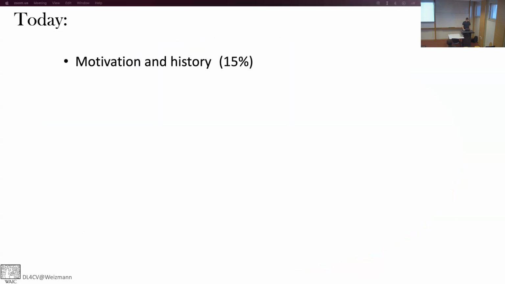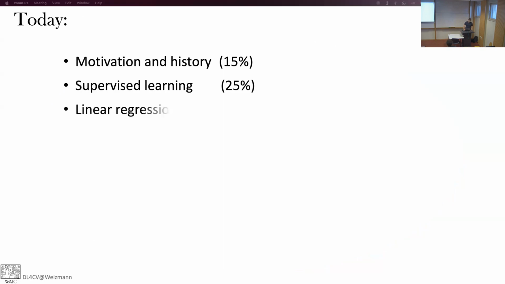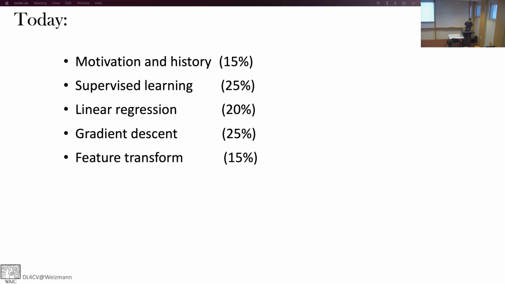For today, we're going to quickly talk about some motivation and the history. We already sort of started this part. Then we'll learn what supervised learning means, and then about a specific method called linear regression, then an optimization method called gradient descent, and we'll end up with feature transform, which will be the starting point for our next class next week.